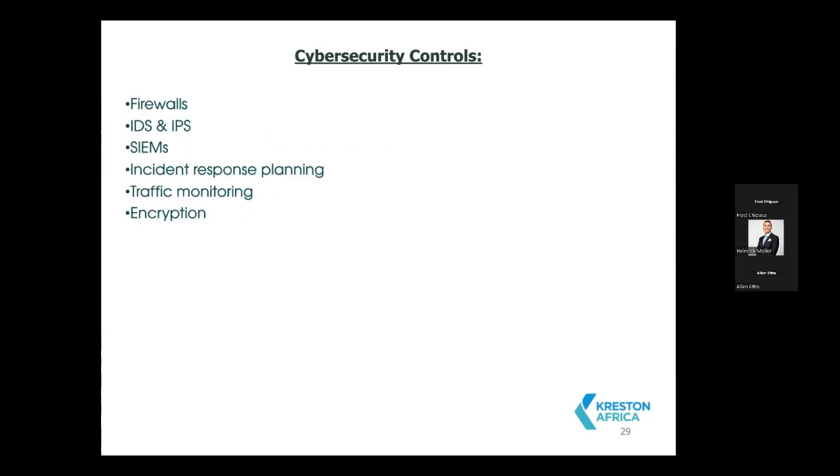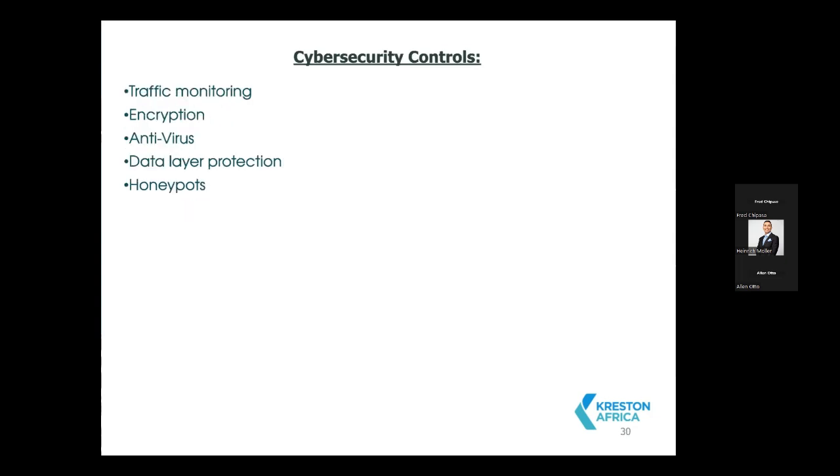Network security, we also look at in terms of how the network is being monitored, how access is being granted, all those types of things. We look at firewall management, intrusion detection and intrusion prevention systems. If there's a SIEM in place, we look at the management of that. We look at incident response planning, traffic monitoring, encryption. All of these things are very important when we look at our cybersecurity controls. Next slide.